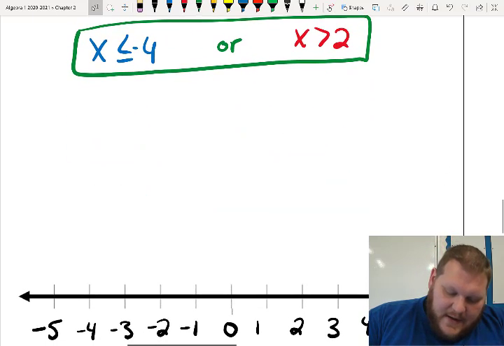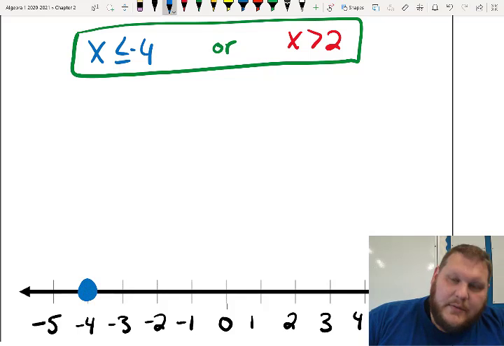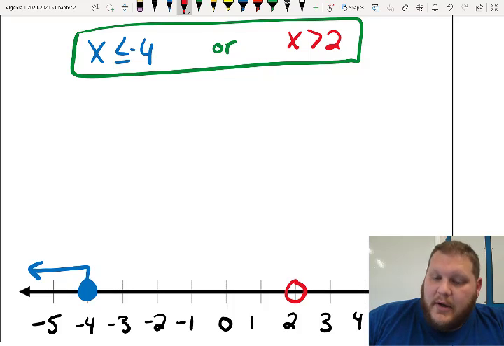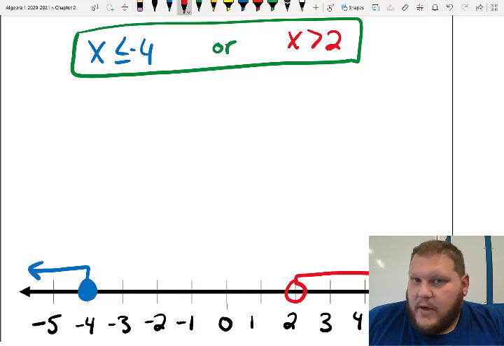So when I go to graph that, in blue, I've got a closed circle at -4 since it was or equal to, and I am less than, so I'm going that way. In red, open circle at +2 because it was just greater than, and shaded to the right because it was pointing to the right. Greater than is right.